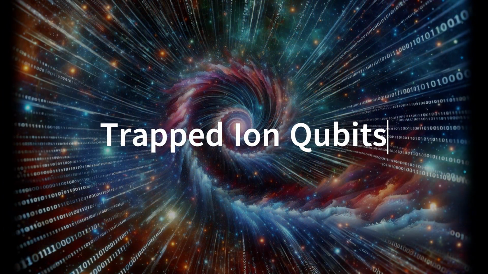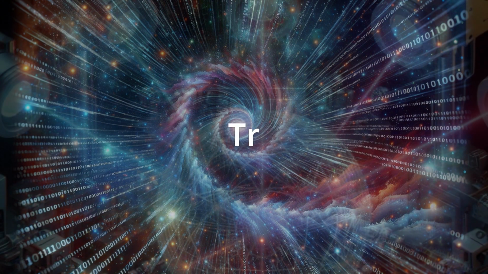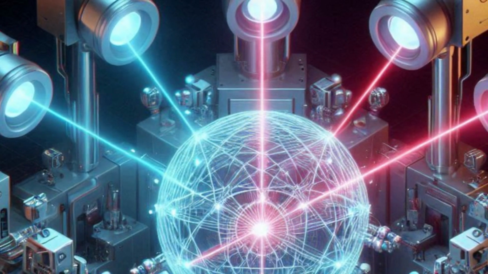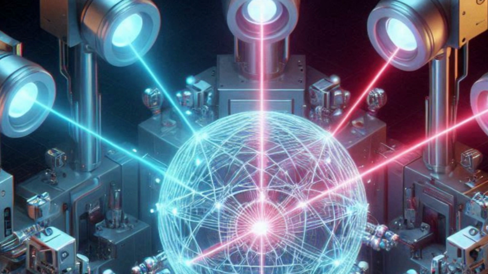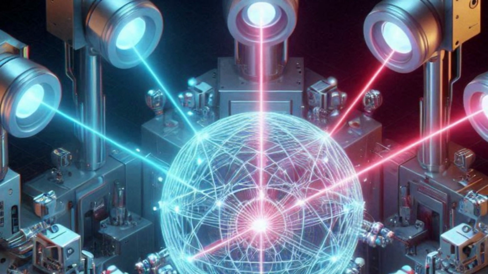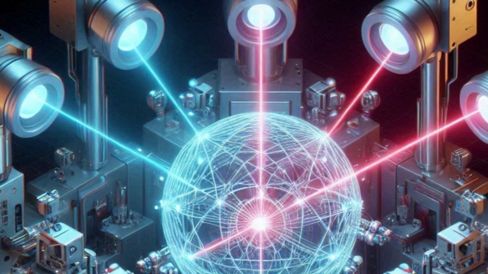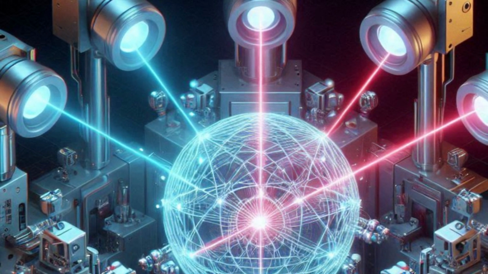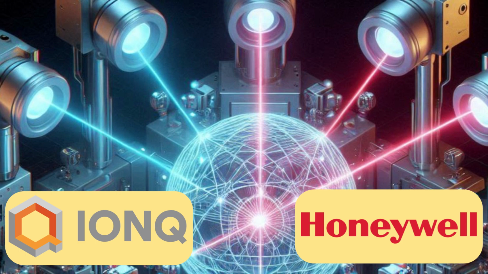Next, we have trapped ion qubits. These qubits use ions, which are atoms with an electric charge. The ions are trapped in place using electromagnetic fields. Lasers are then used to manipulate their quantum states. Trapped ion qubits are known for their long coherence times and high fidelity. Companies like IonQ and Honeywell are pioneering this technology.